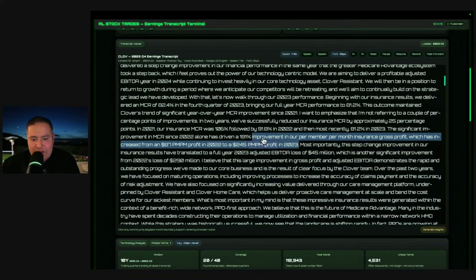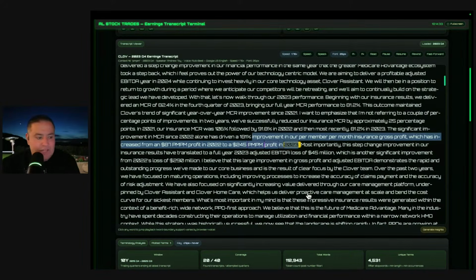I'm going to have the machine read it, and then we'll read it. Percent improvement in our per member per month insurance gross profit, which has increased from an $87 PMPM profit in 2022 to a $245 PMPM profit in 2023. That is incredibly crazy, and that is them not growing their Medicare Advantage that much.